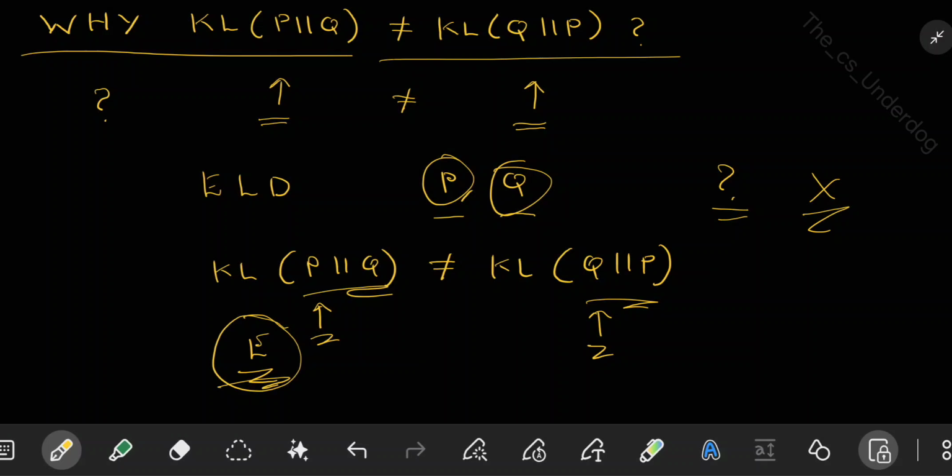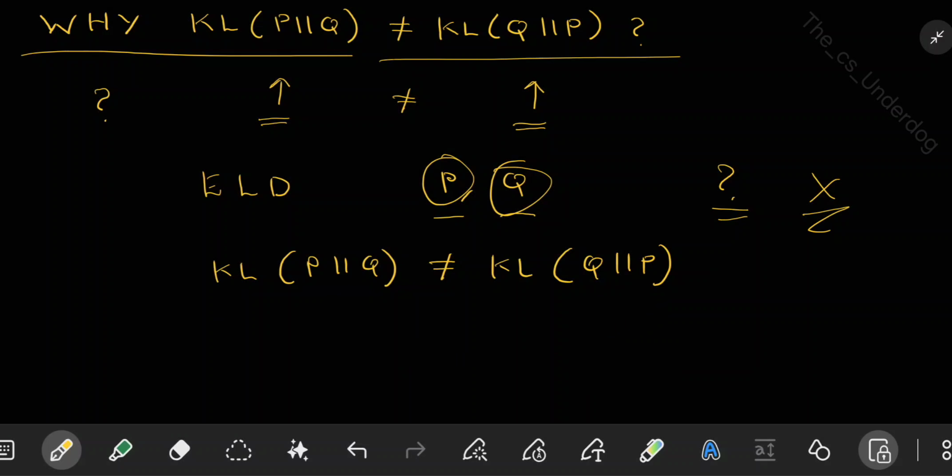It really matters based on which distribution you are taking expectation. When you are taking the expectation of this difference with respect to P, you will get one value, and with respect to Q, you will get another value. Still, I know you will be unclear of the concept behind this. Mathematically, I told the explanation. Let's try to understand the concept clearly here.